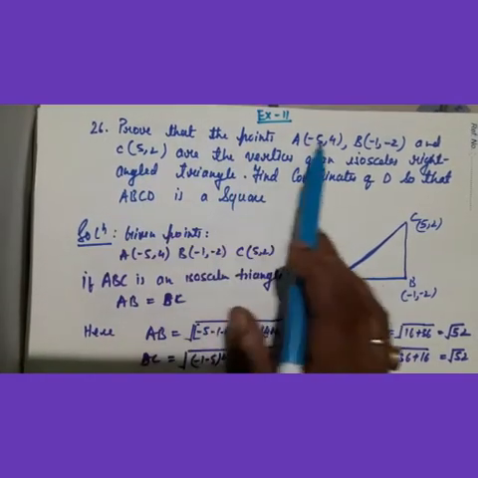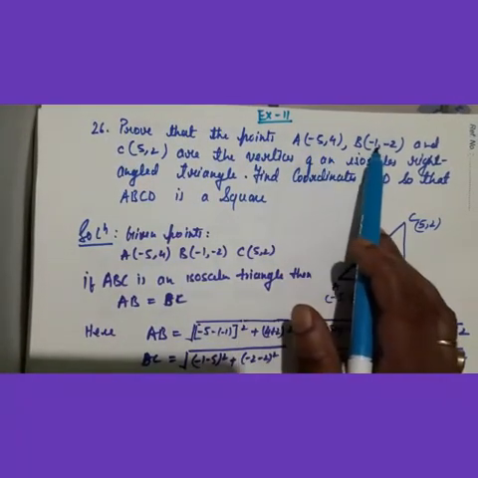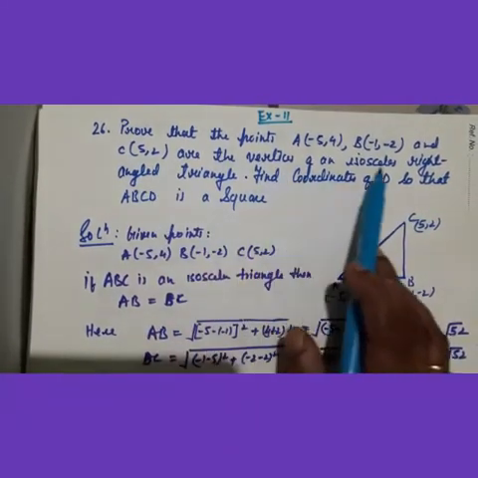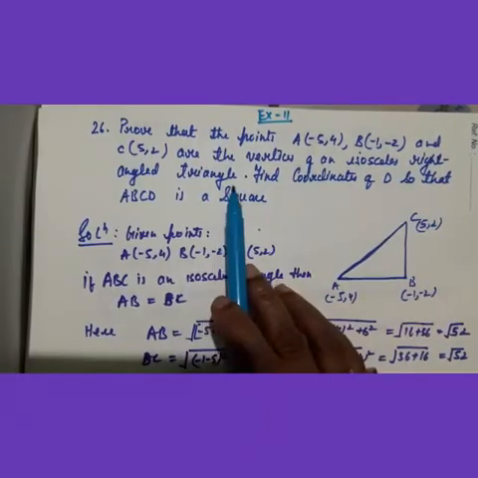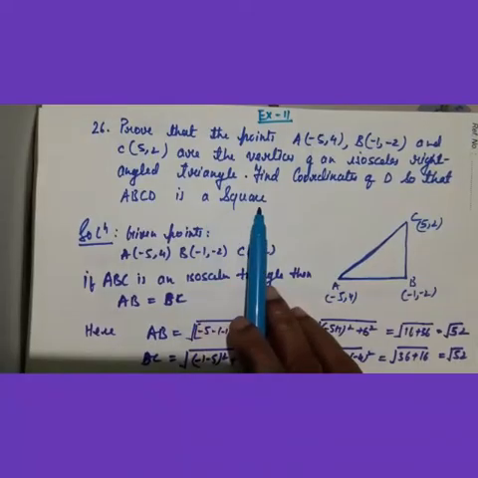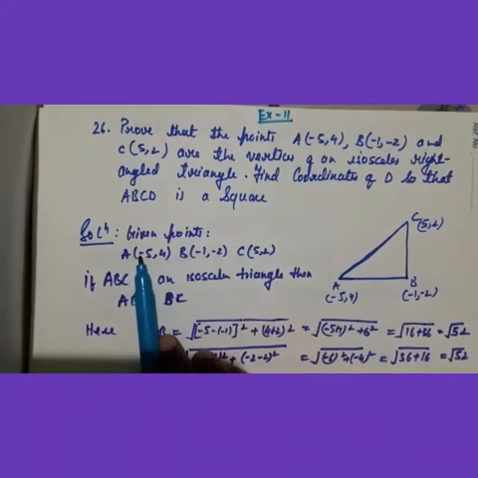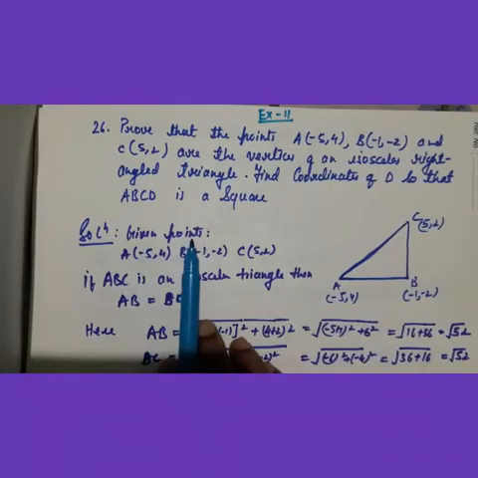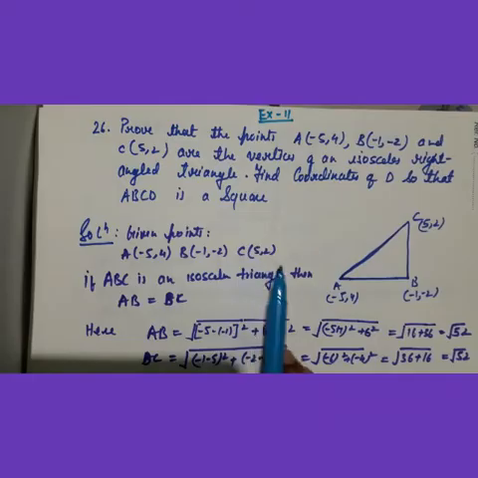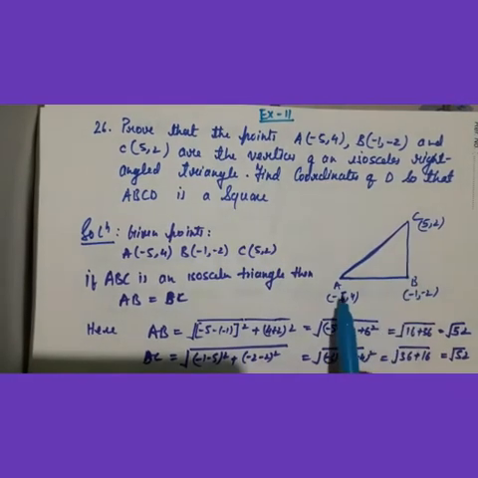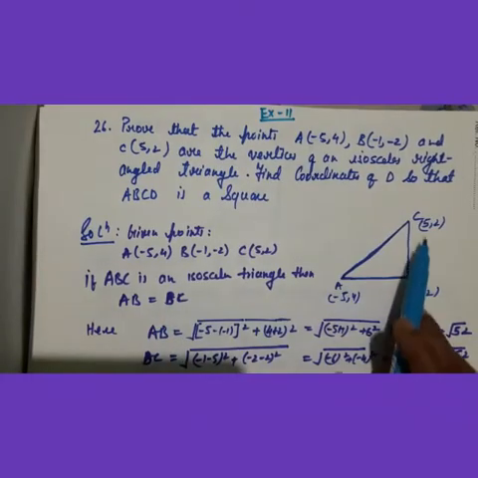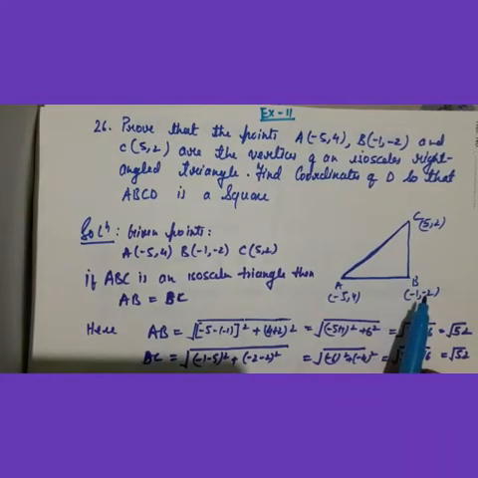Here, prove that the points A(-5, 4), B(-1, -2) and C(5, 2) are the vertices of an isosceles right angle triangle, and we have to find the coordinates of D so that ABCD is a square. So let us see how to solve. Given points A(-5, 4), B(-1, -2) and C(5, 2). These are the vertices of a triangle.